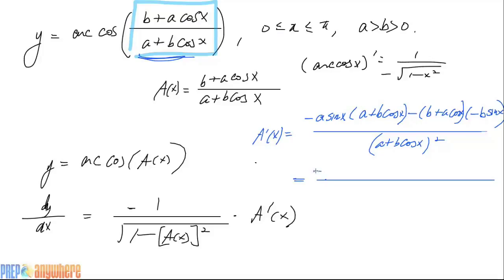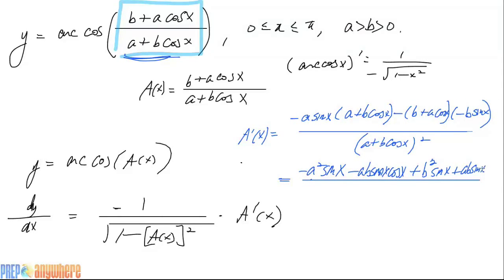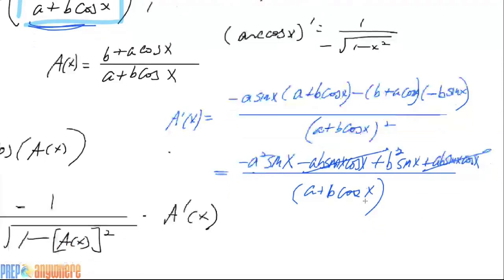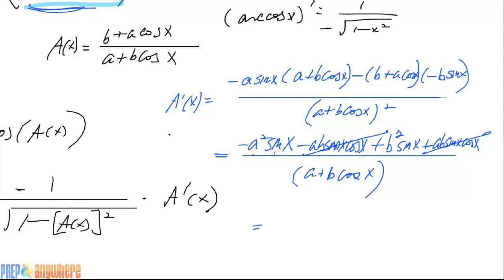Alright, let's expand this. You get a minus a squared sine of x minus ab sine of x cosine of x, and you get plus b squared sine of x, and then you also get plus ab sine x cosine x. Okay, so that cancels out. That's good news. These two are the same, so I canceled that out: ab sine x cosine x.